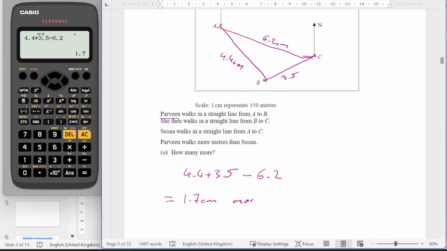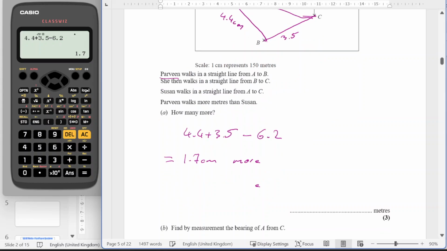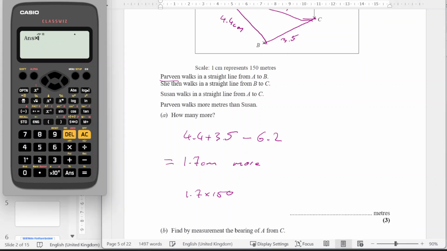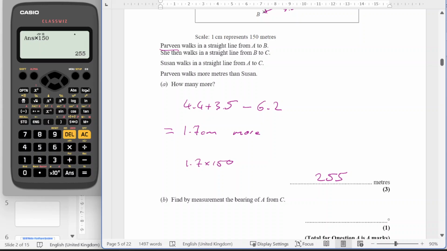So now I'm going to convert. So if you converted earlier, that's absolutely fine. You just have to convert 3 times. So 1.7 times by 150 is going to be equal to 255. And again, if you did the conversion earlier on, that's absolutely fine. You just have to convert 3 times. Doing it at the end just saves a bit of time.